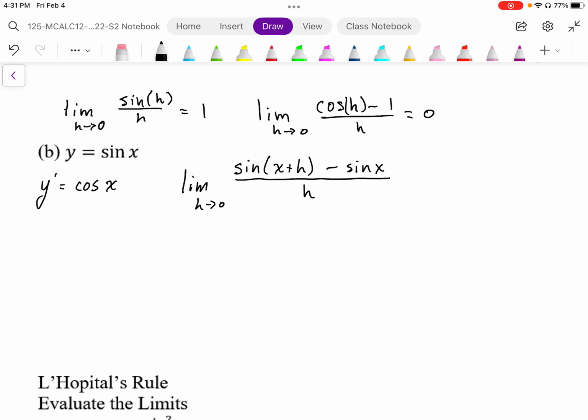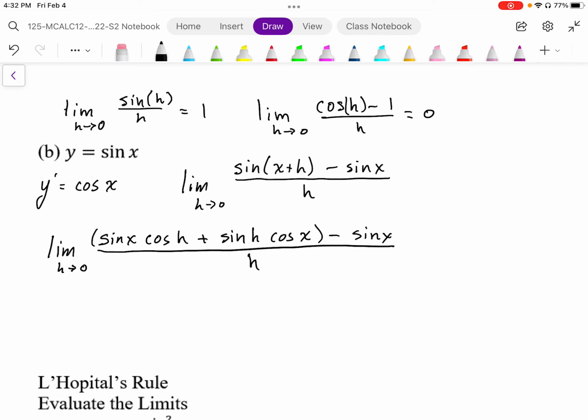Okay. Now what we want to generate are these two identities. One of them is sine h over h, and to do that we want to split this up, get rid of the x plus h and use an identity to do that. And we're going to use the sum identity for sine. So it looks like this: sine x cosine of h plus sine h cosine x. Okay, and then we're going to minus the sine x here. That was our sum identity, and then we want to divide by h.